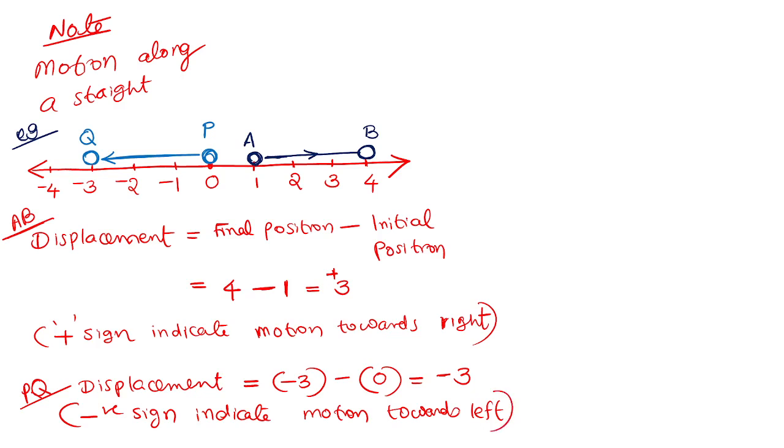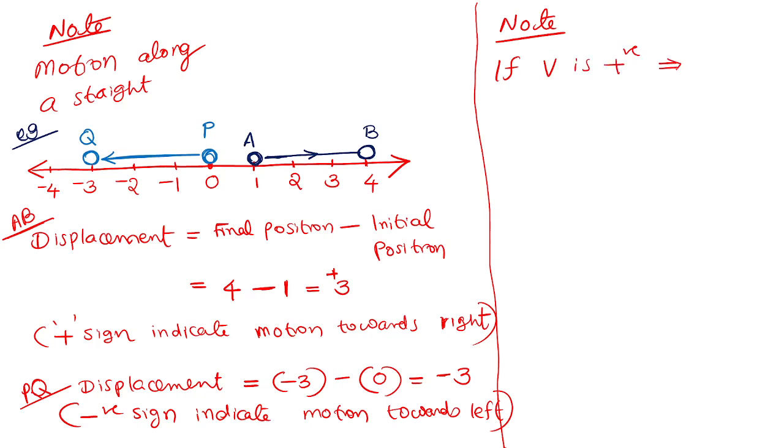Okay, let me take the same example. And remember, without any further example, let me write the note here. The velocity also has the direction. You agree with me? Velocity is in 1 second how much displacement. So without any numerical example, you please note it. If velocity is positive, then that indicates motion towards right. Same rule applicable for velocity.